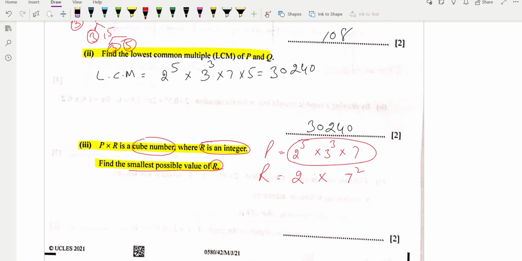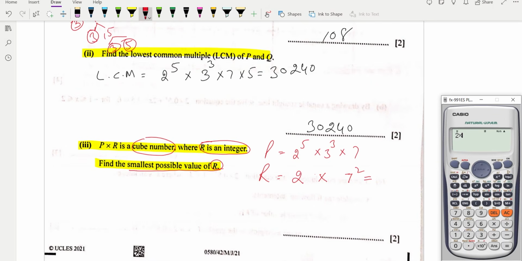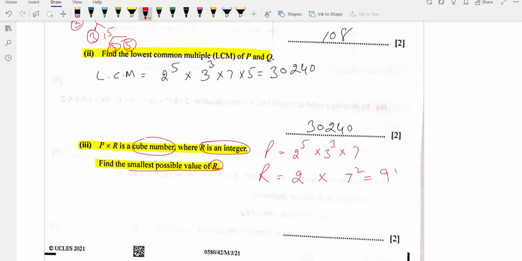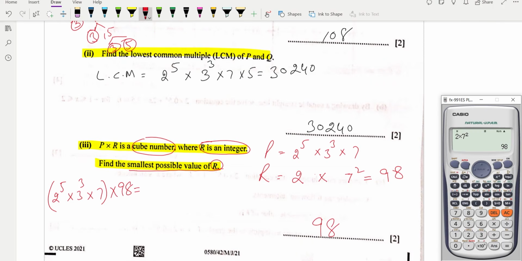So we can solve 2 into 2 multiplied by 7 squared, and this will be equal to 98. Now the answer is 98, but to make sure that our answer is correct, we will take this one, 2 raised to the power 5, 3 raised to 3 into 7, and this will be p, and we will multiply by 98 and check whether we are getting a cube number or not.